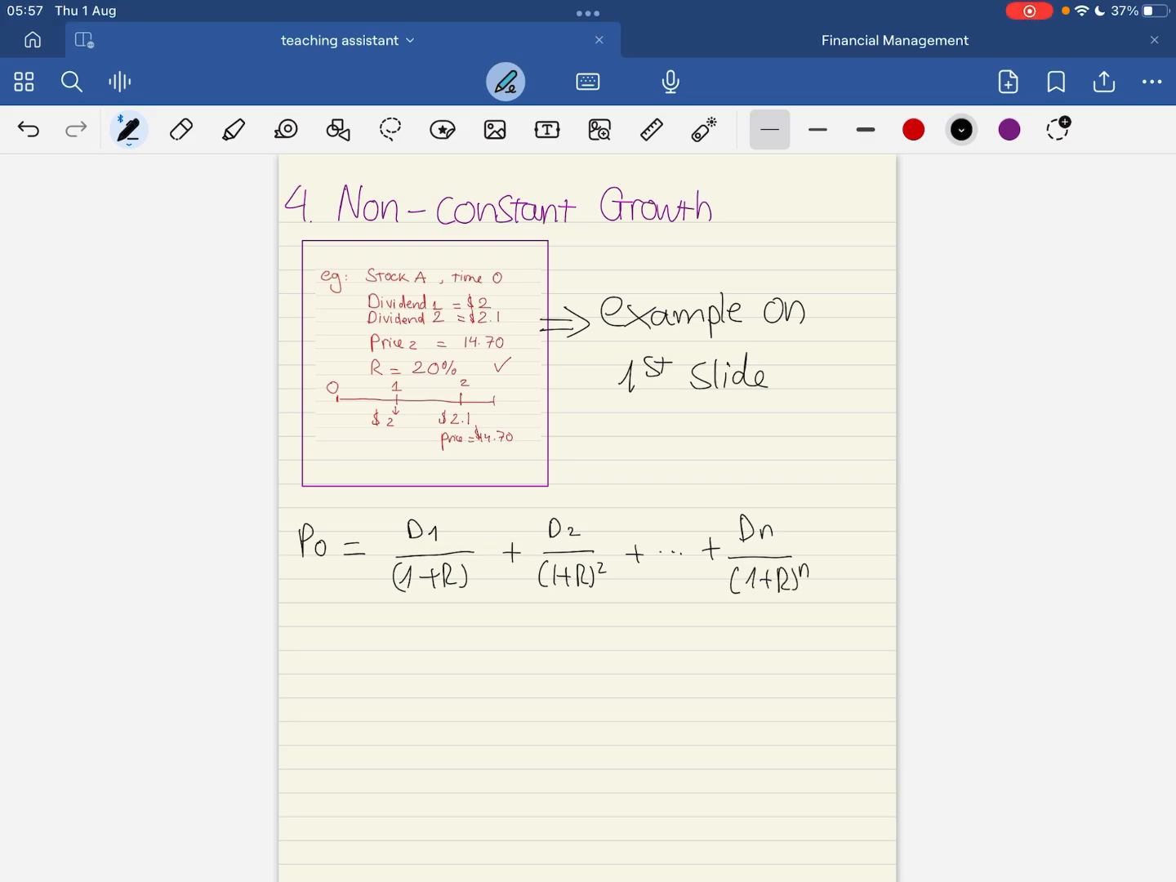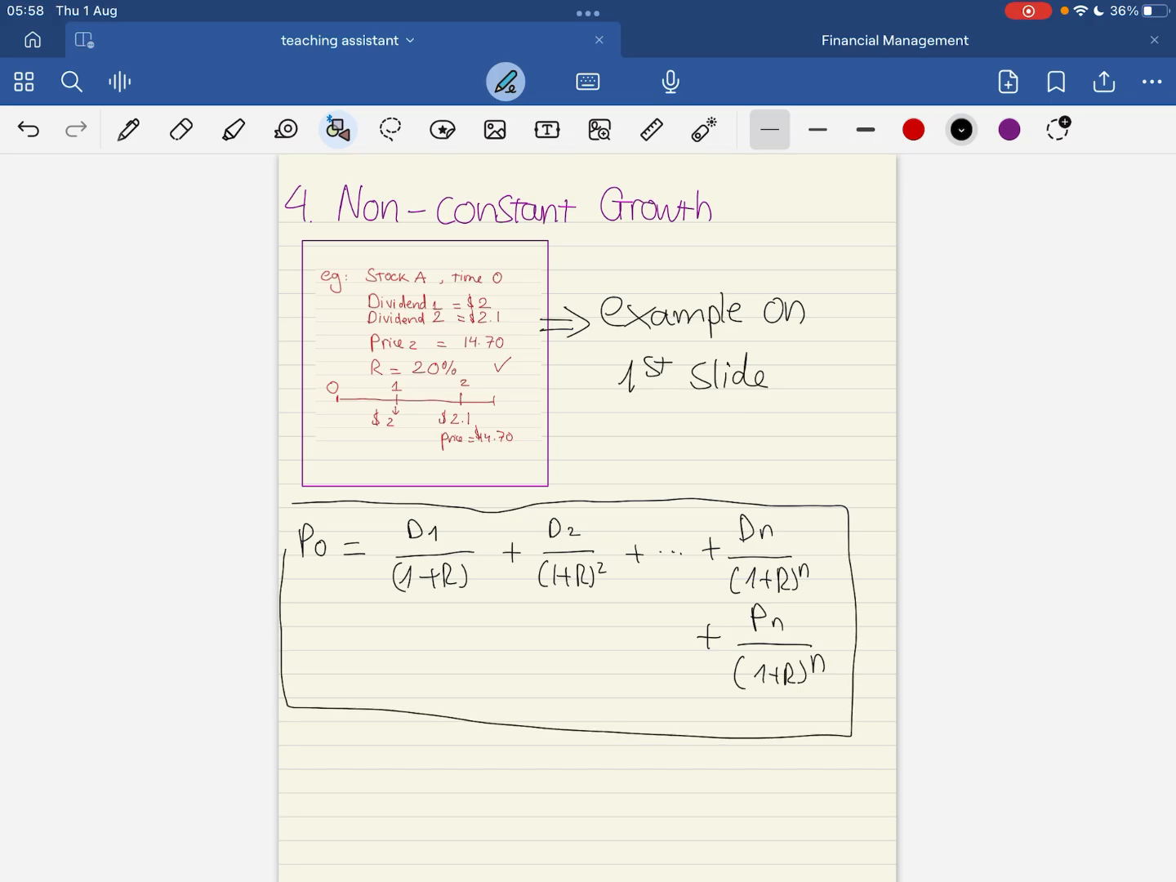And if at year end you decide to sell the share, which means you're not going to hold it anymore, you pass it to another investor or pay it back to the company, you also receive an amount of money by selling the share. And this amount of money will also be discounted to the first year, which is the current time. So you also need to add the price at time n divided by 1 plus R to the power of n. So this is the general formula to compute the price of a share in a non-constant growth model.